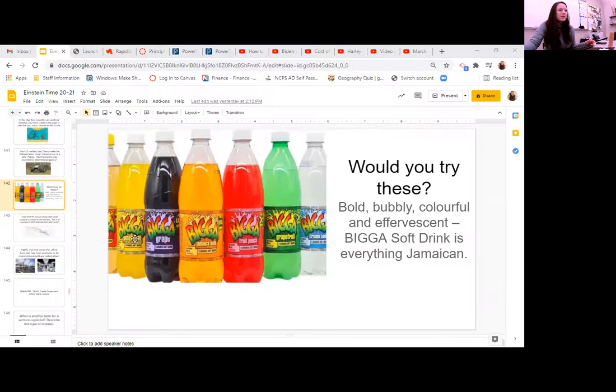So to get us started, I asked the class if you would try these. These are Jamaican drinks. They've got all kinds of flavors. They look really good to me. They've got cream soda and grapefruit, fruit punch, Jamaica, cola, grape, and pineapple. Bold, bubbly, colorful, and effervescent. I think I would try those if they were in the United States. But that's what we're looking at today.